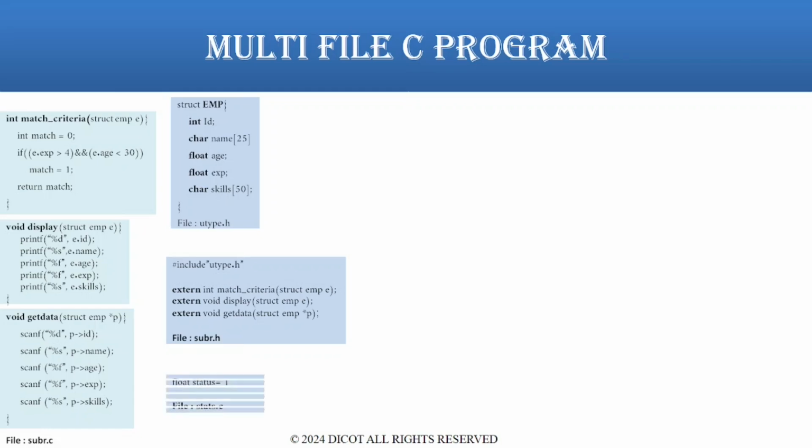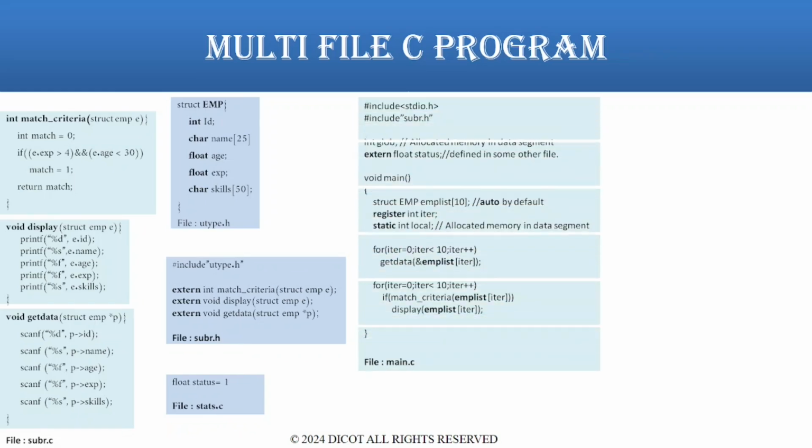Another source file stats.c exists in the program, which defines a variable status and has been initialized to a value 1. So let's see the main program. An integer variable glob has been defined. It is allocated memory in the data segment as this is a global variable. Variable status, which is defined in some other file, stats.c to be specific, has been declared here as an extern.